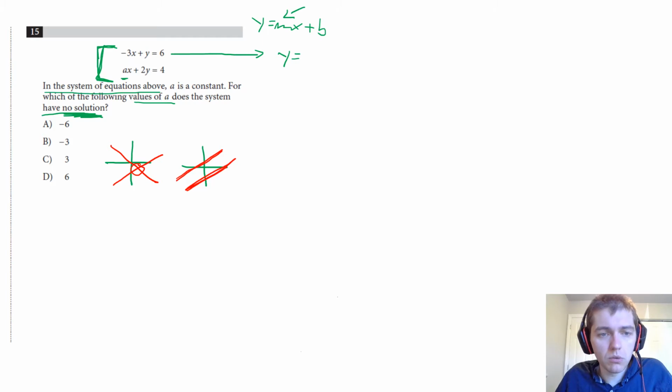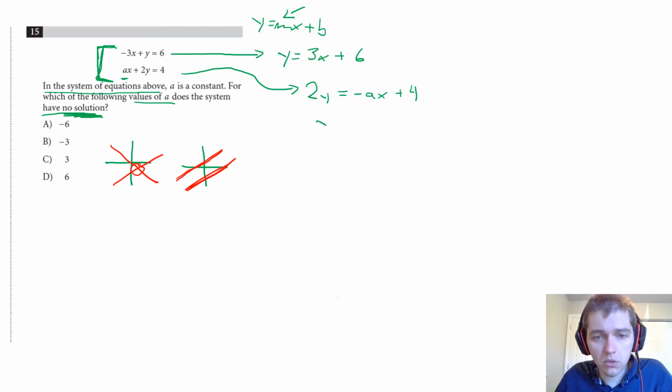y is equal to, just add 3x to both sides, 3x plus 6. Go ahead and take your second one. Rearrange this in y equals mx plus b form, so you'll have 2y is equal to negative ax plus 4. Divide by 2, you'll have y is equal to negative a divided by 2 times x plus 2. Remember, all you care about is that the slopes are equal. You don't care at all about the intercept, so just take that this slope is equal to this slope.